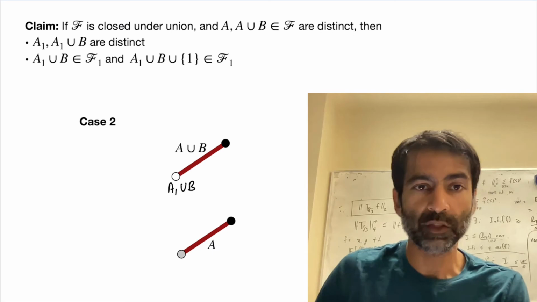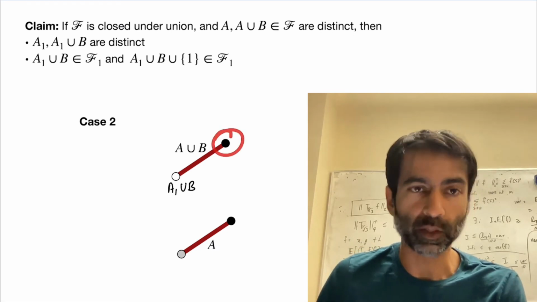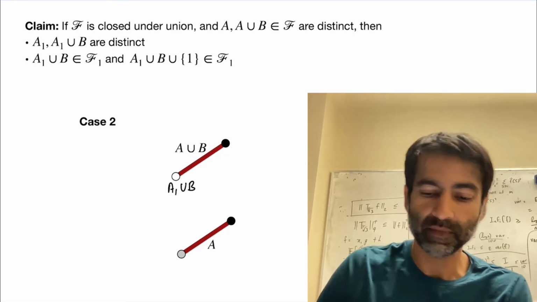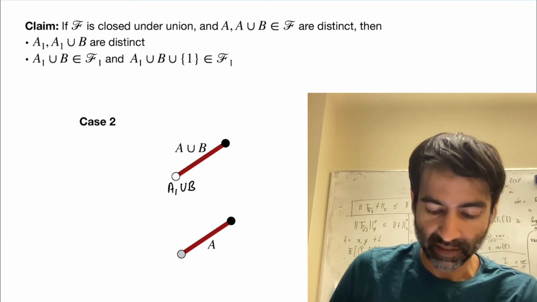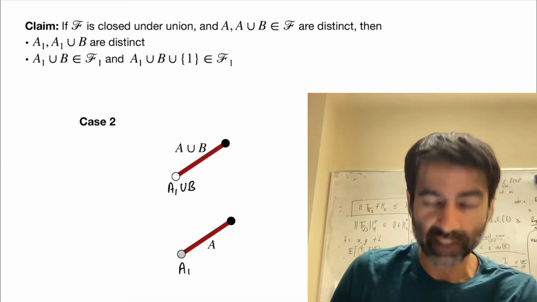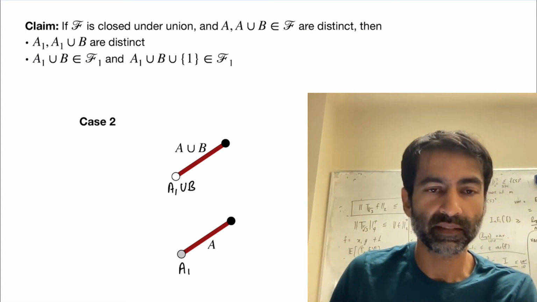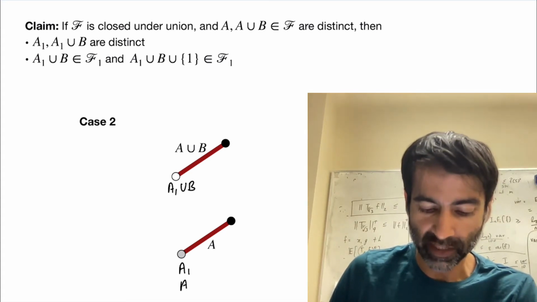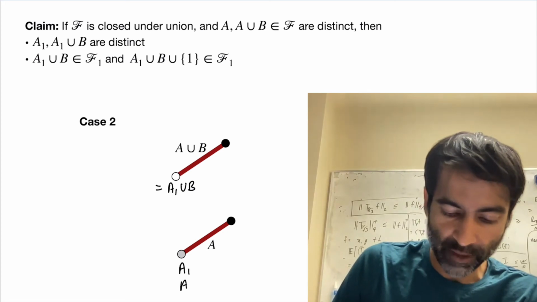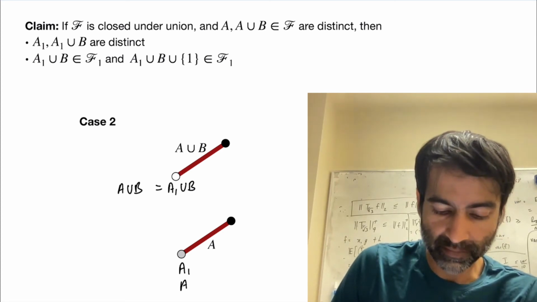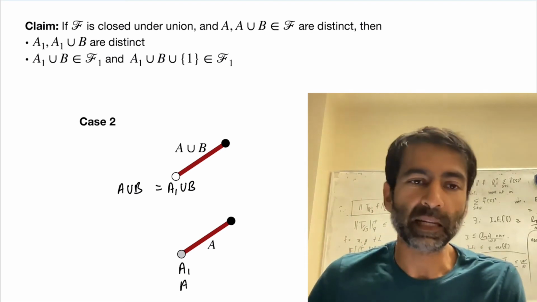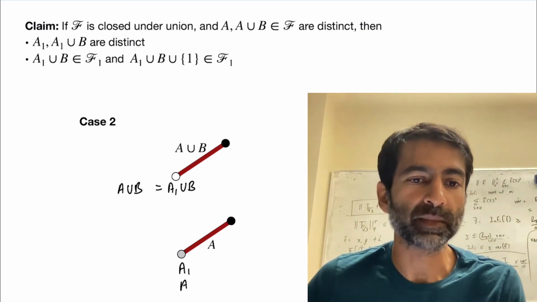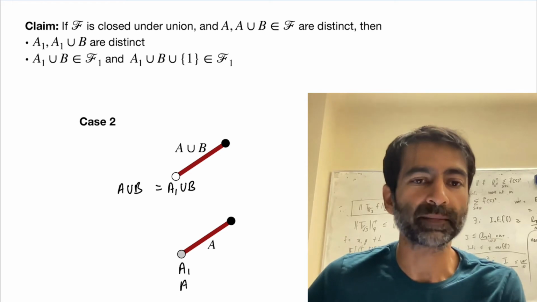Okay, because A1 union B union 1 has to be located here. But if this set is A1 union B, then A1 has to be down here. A1 cannot contain 1, which means that A has to be down here, and A union B has to be down here on this side. And I'm going to explain why this cannot possibly happen.